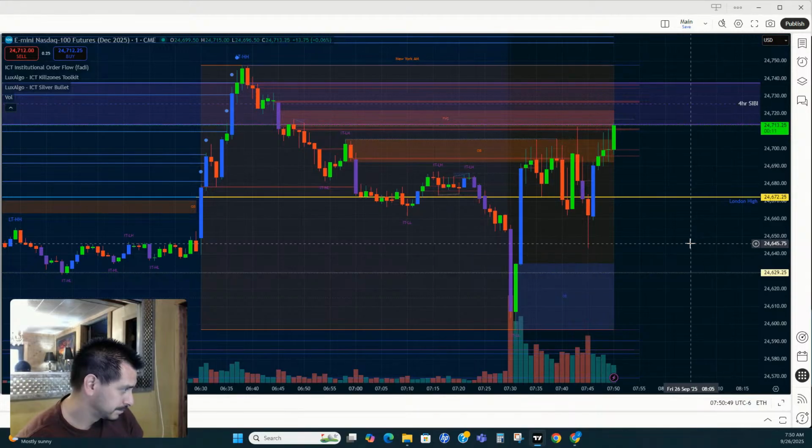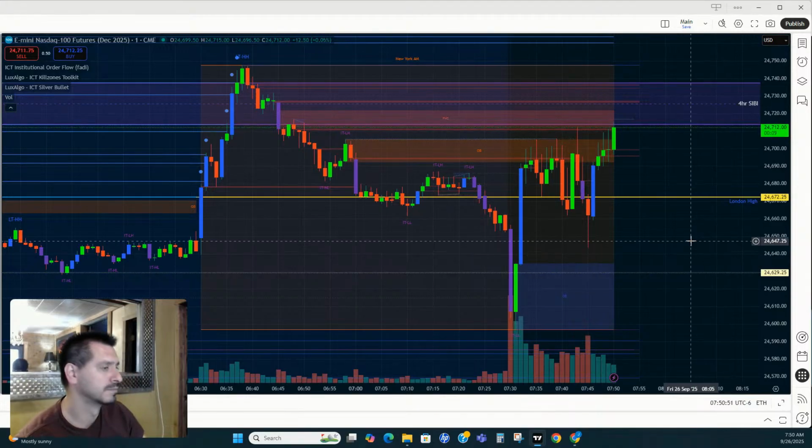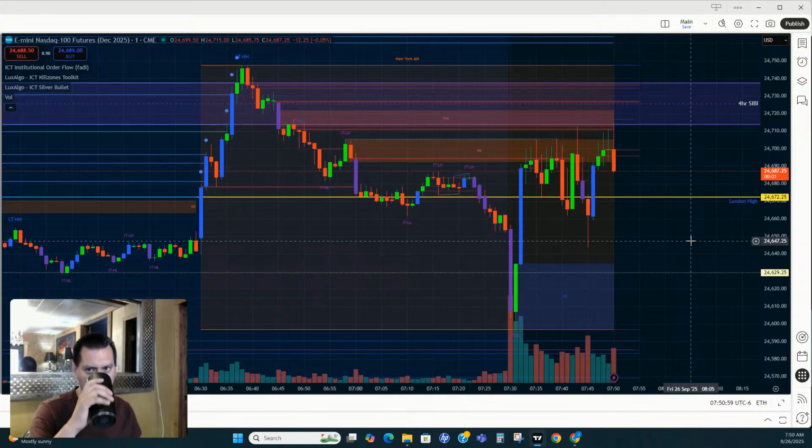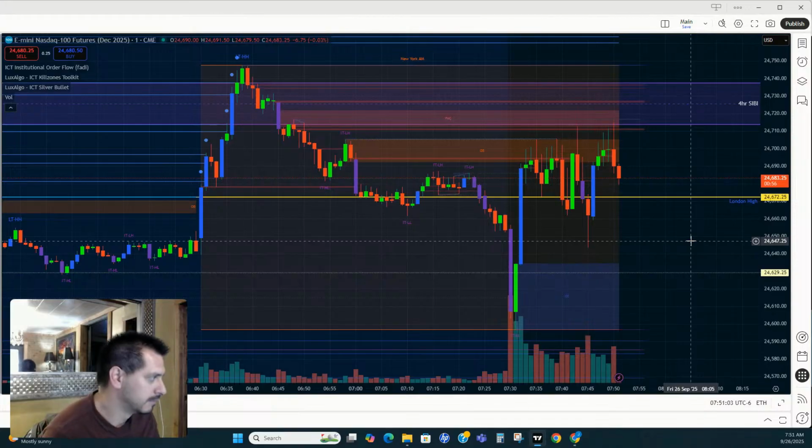Here's the idea. The idea is that it got up to take liquidity and immediately reacted down. That's exactly how you would get that. And so I get the premise behind it. Price action. Yeah.